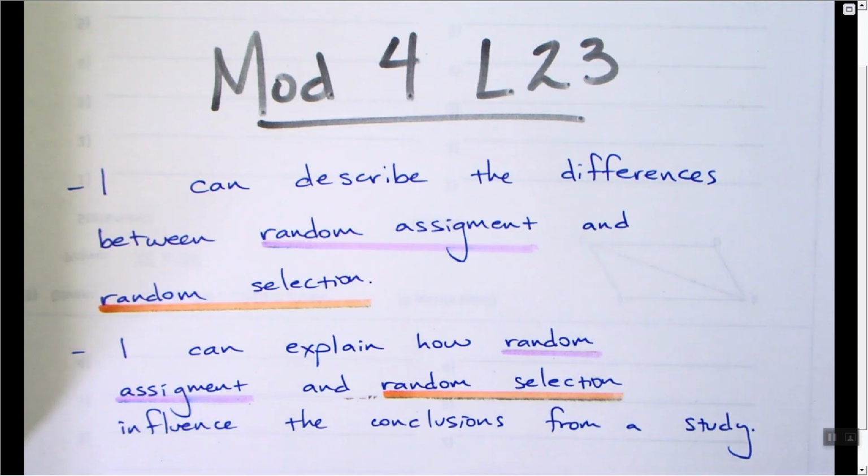This video is about Module 4, Lesson 23. In this lesson, we're talking about the differences between random assignment and random selection. And we're also talking about how random assignment and random selection influence the conclusions that you can make from a study. Let's get started.